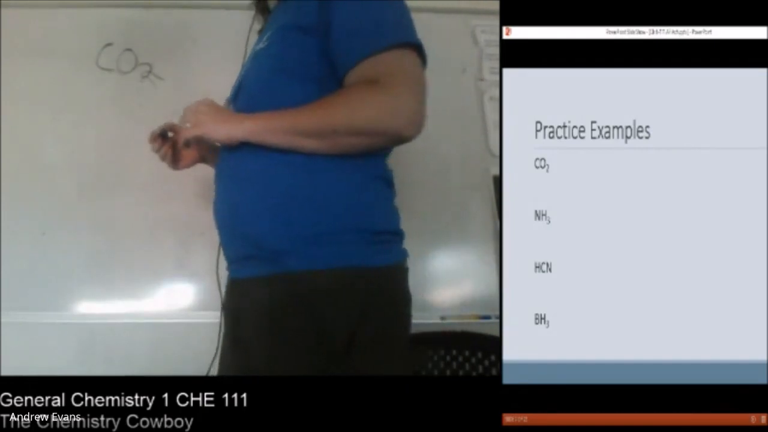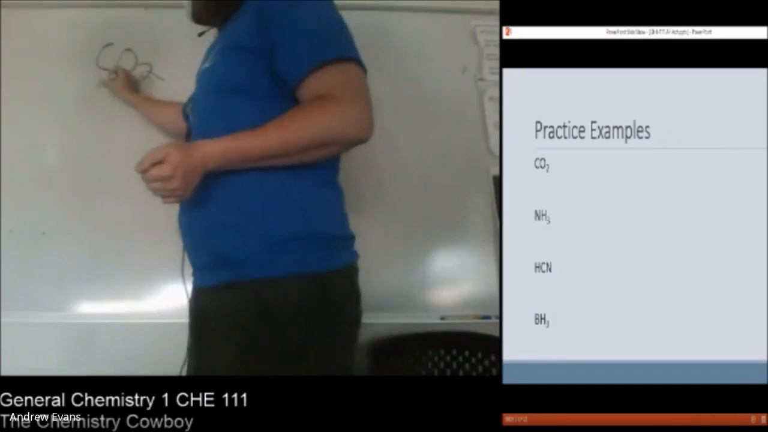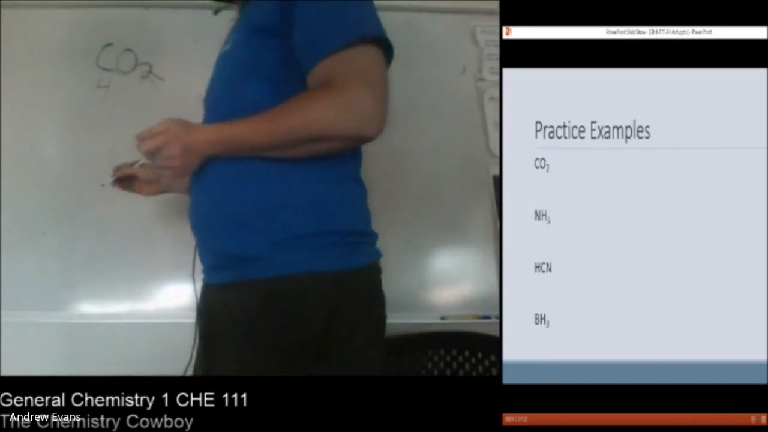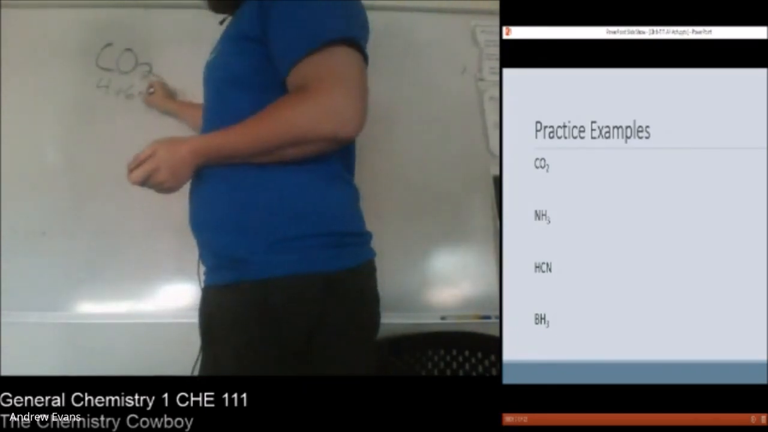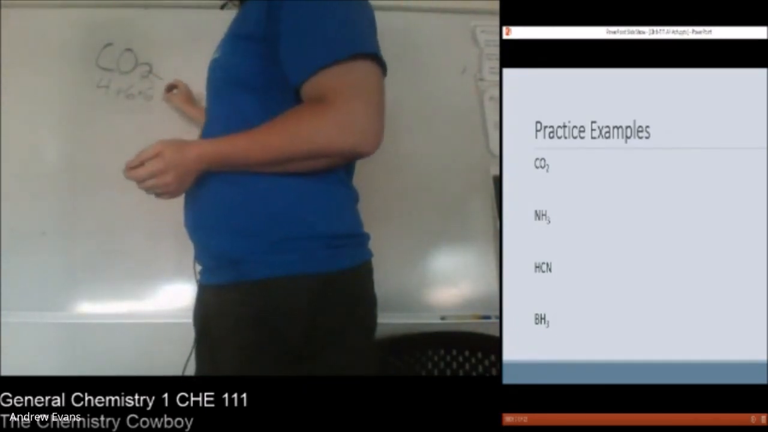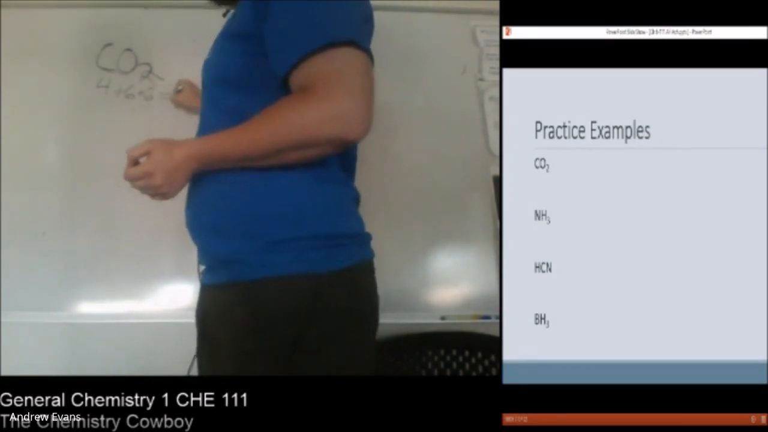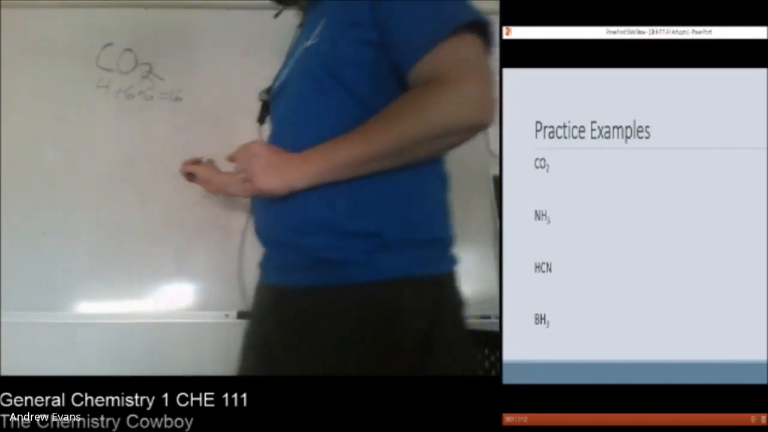Carbon is in group 14 or 4A, so it's going to have 4 electrons. Oxygen is in group 16 or 6A. It's going to be 6 electrons. 2 oxygens, so there's 2 sixes, 12, so we have 16 electrons. So that's our first step, 16 electrons.